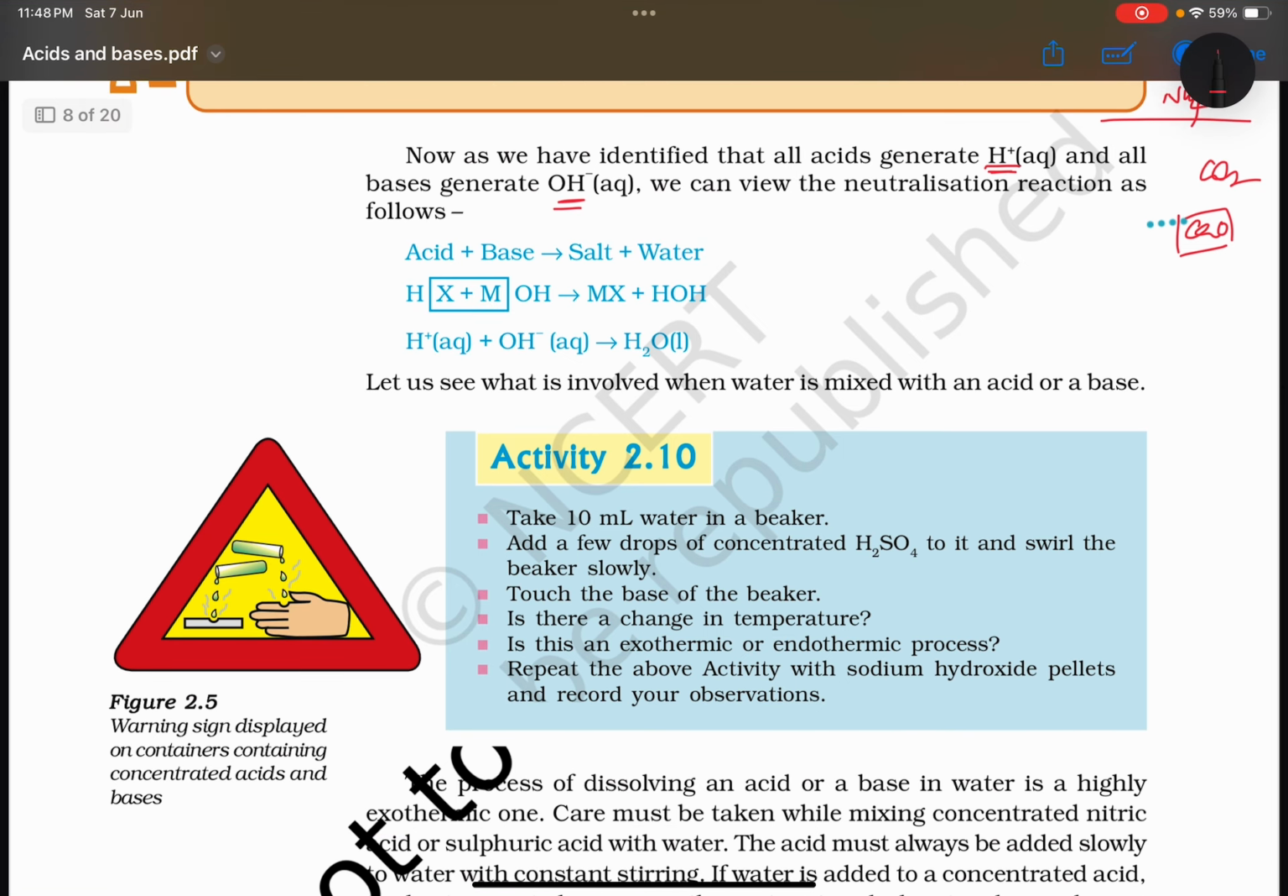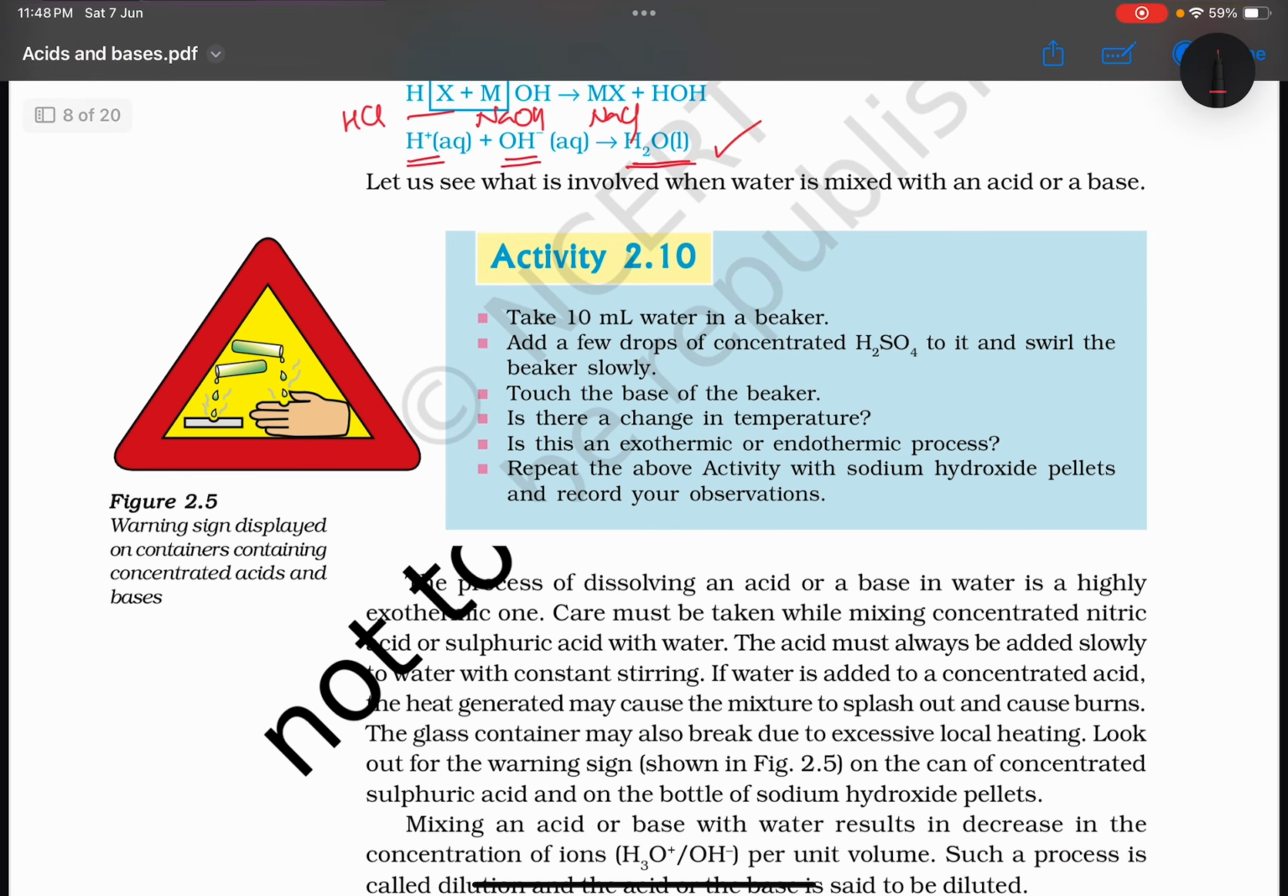So acid plus base is equal to salt and water. For example, HCl plus NaOH gives rise to NaCl plus water. Or simply you can say H plus from acid, OH minus from base gives you water. H plus plus OH minus equals water. Let us see what is involved when water is mixed with an acid or base. Nothing happens. I told you, concentration decreases. That's all.